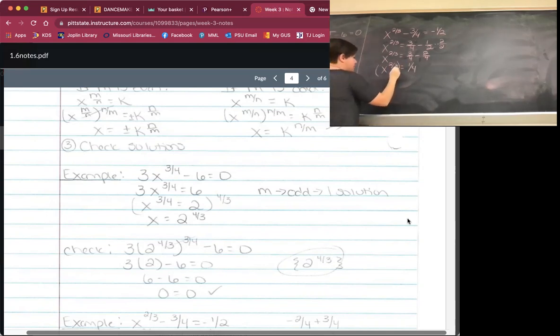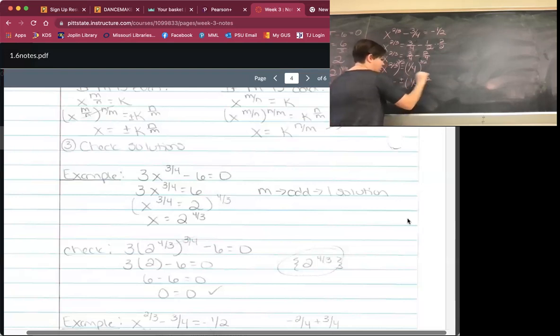Now I'm going to raise both sides to the reciprocal power. So I'm going to raise both sides to the 3/2 power. And that gives me x equals, now, oh, I should have said it before. I'm so sorry. But my m was 2. 2 is even, which means I'm going to have 2 solutions. So as soon as I raise that, I'm going to write plus or minus, just so I don't forget that I'm actually getting 2 solutions. I have 1/4 to the 3/2.